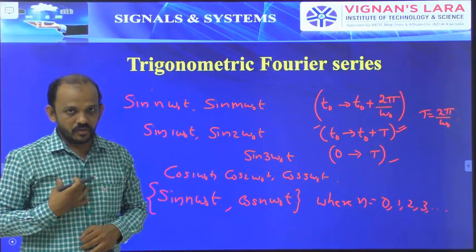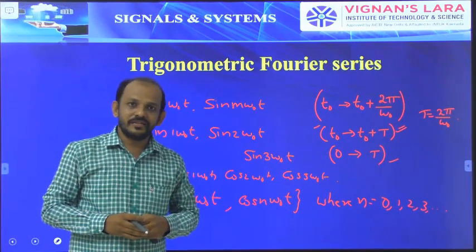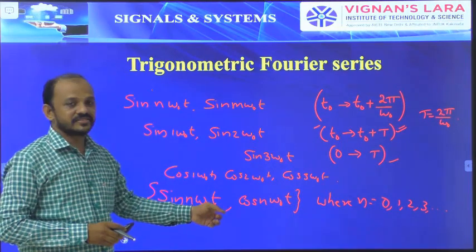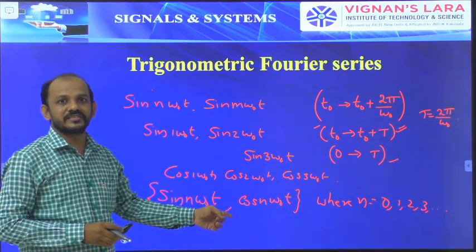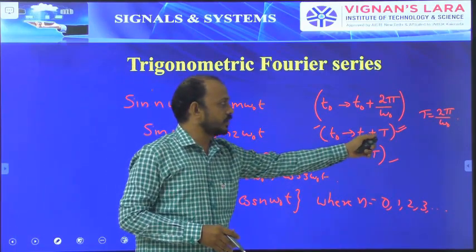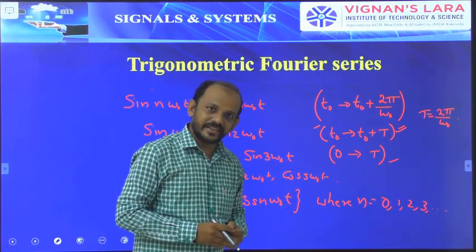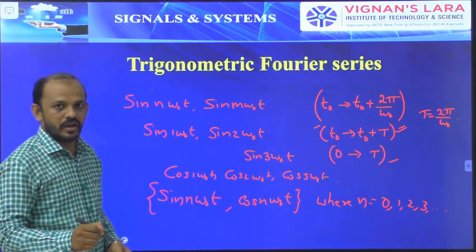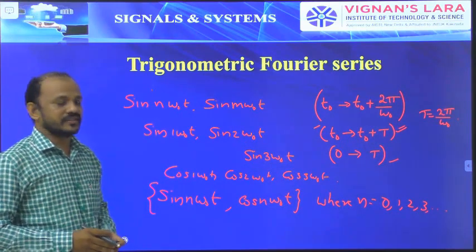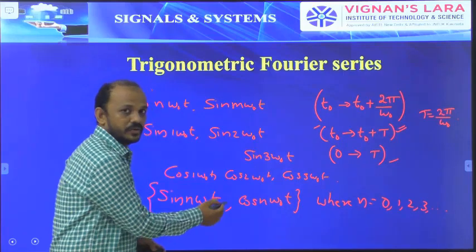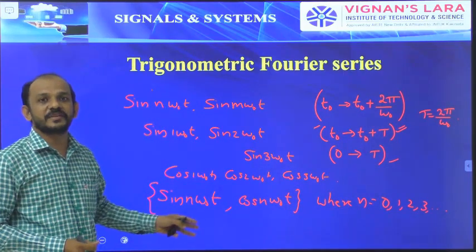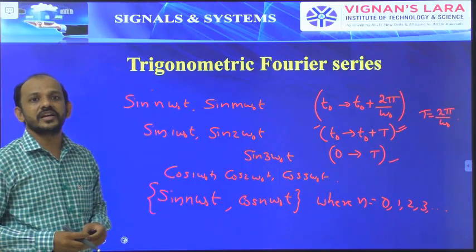Now I can represent a function x of t. x of t can be represented by using this complete closed orthogonal set over the interval t0 to t0 plus T. So now I am going to represent this signal. So how can I represent? Simple. We have to consider the linear combination of all the functions present in this set. We have to consider linear combination.